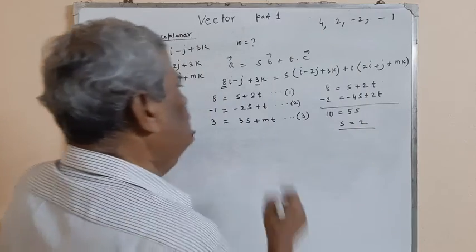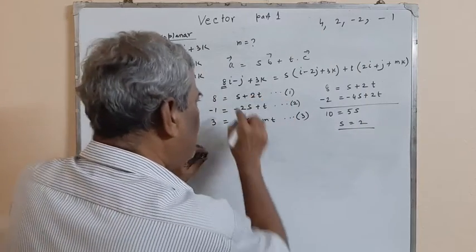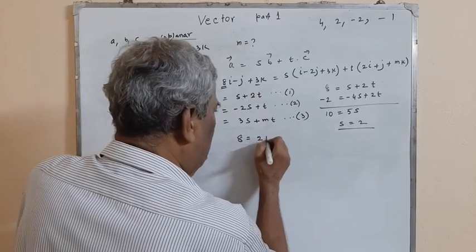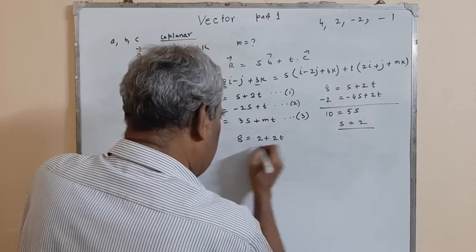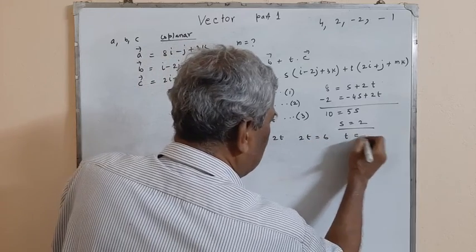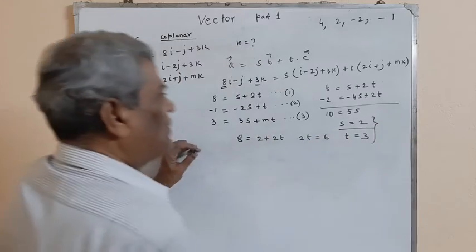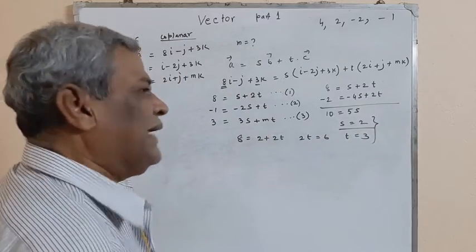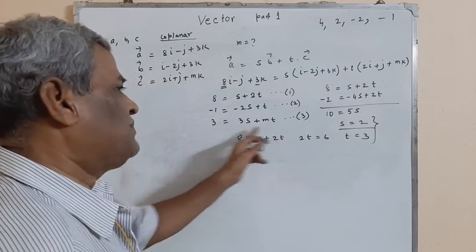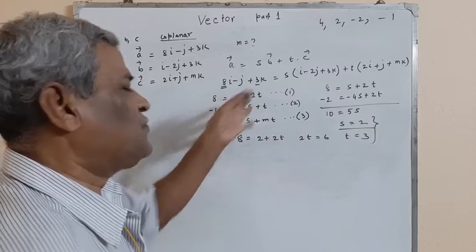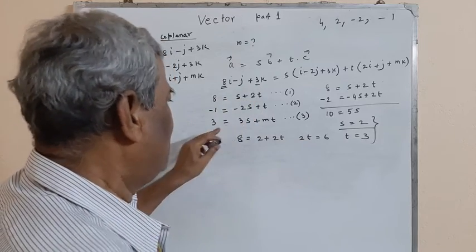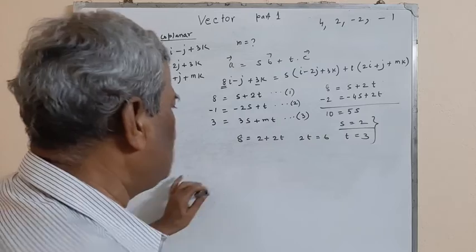Putting s equal to 2 in equation 1, 8 is equal to 2 plus 2t, so that 2t is equal to 6. So t is equal to 3. So solving 1 and 2, we get s equal to 2 and t equal to 3. It must satisfy all equations simultaneously. Now putting these values of s and t in equation 3.